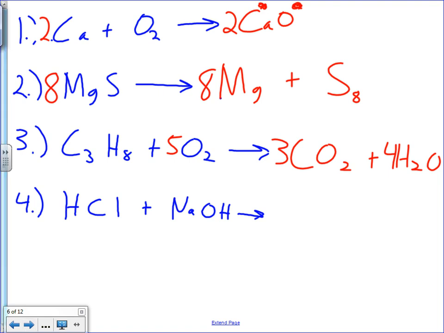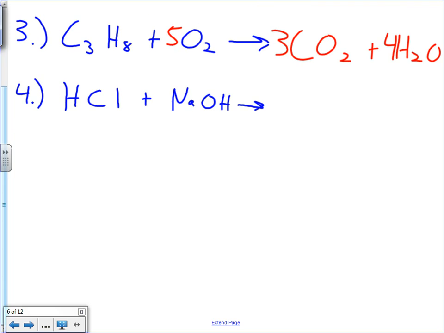Okay, for number 4, I've got hydrogen chloride and sodium hydroxide. Those are both what kind of compounds? Okay, so this is a double replacement reaction. In a double replacement reaction, we swap the what? Right, which are usually metals. Okay, we swap the metals.